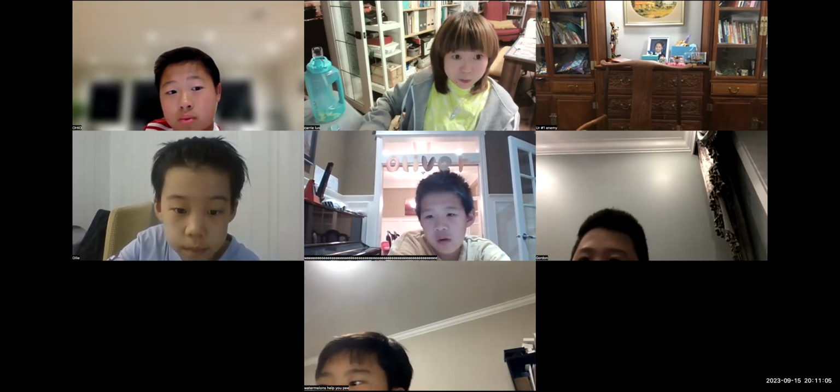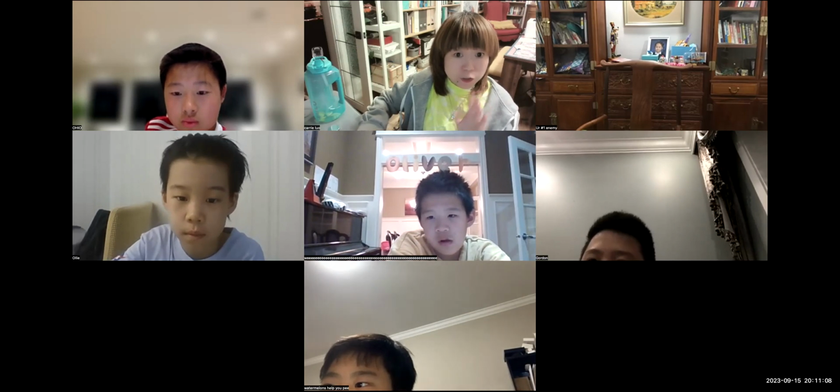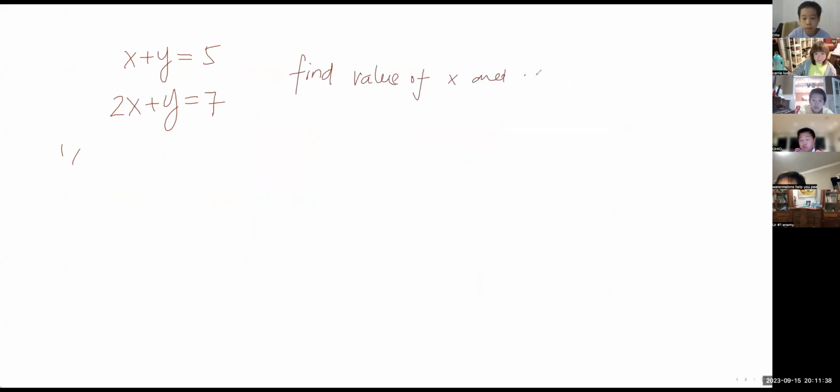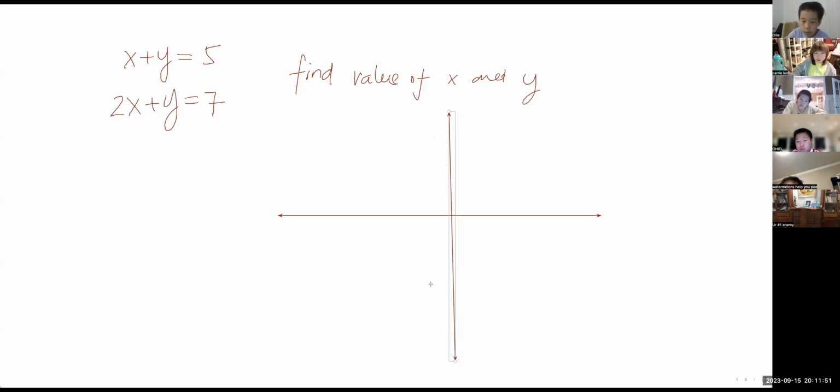Okay, so now let's move forward. Because we learned the line, we're going to move forward to learn two lines together. Let's take a look at this one. For instance, if I give you x plus y equals 5, and I give you 2x plus y equals 7, I want you to find the values of x and y. For this one, a lot of people know how to do it, but we're going to explain this one in a graph as well. Yeah, for sure. So in the graph, how are we going to describe this one?